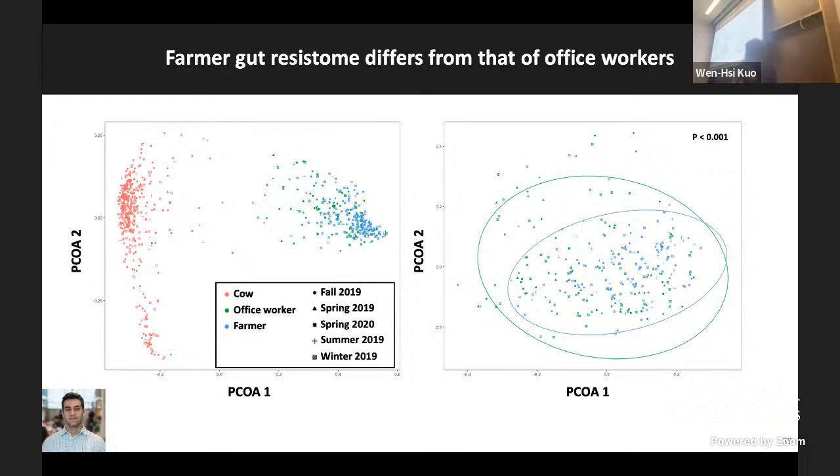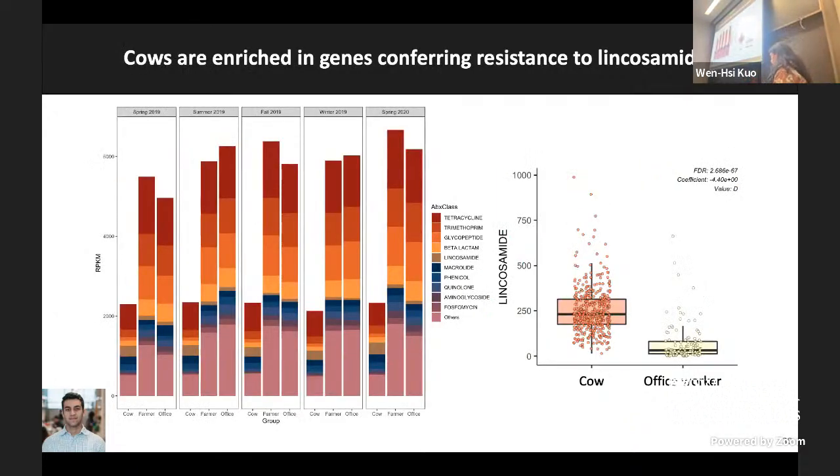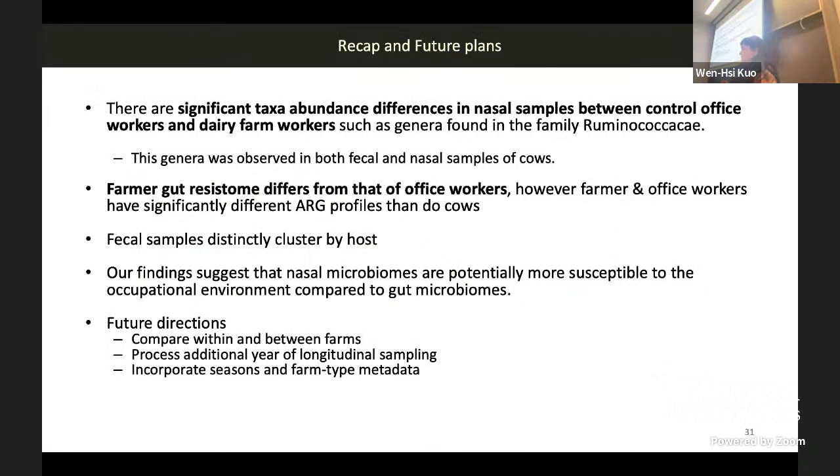And while it's very subtle, the farmer gut resistome is different from that of office workers, but it's still telling a very similar story to our fecal taxa, where it seems like more of a humans versus cows thing. And just a little more insight into what this is comprised of, you'd see that the antibiotic resistant genes that they're acquiring are pretty diverse across the board. But like I said, even though cows may be enriched in a particular antibiotic, it's still the human resistome that's more rich.